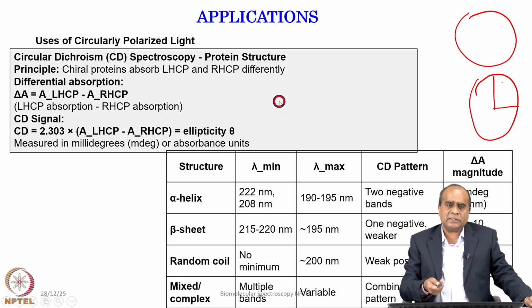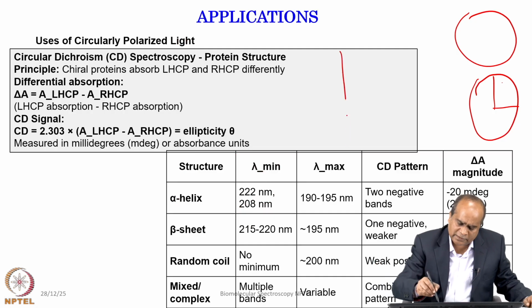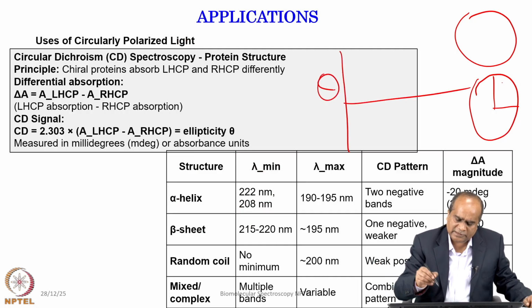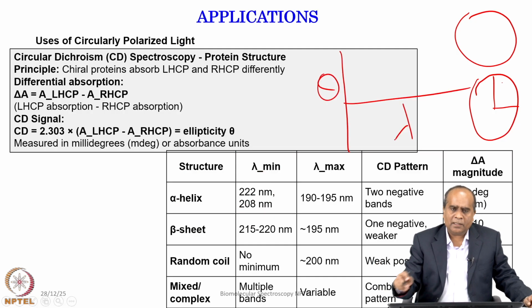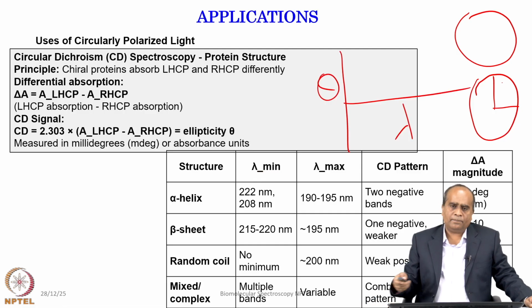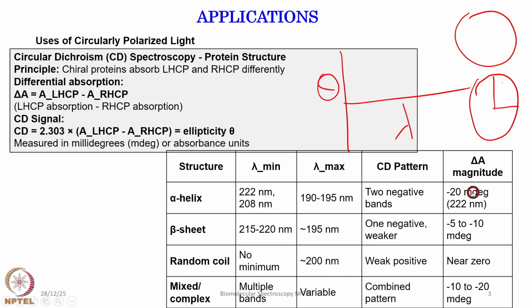Now, this ellipticity is an extremely important signature for protein structure determination. I am just giving you a brief overview. When you measure ellipticity theta versus lambda, for alpha helix you get two minima and one maxima. The minima are at 222 and 208, the lambda max is 190 to 195, two negative bands, and typically you have around minus 20 millidegrees at minus 222.